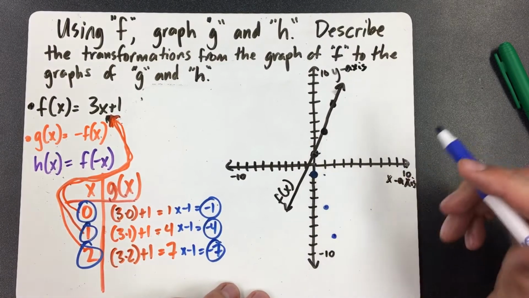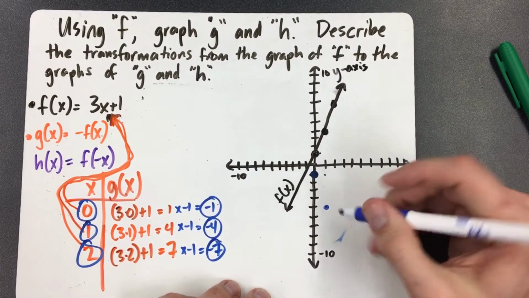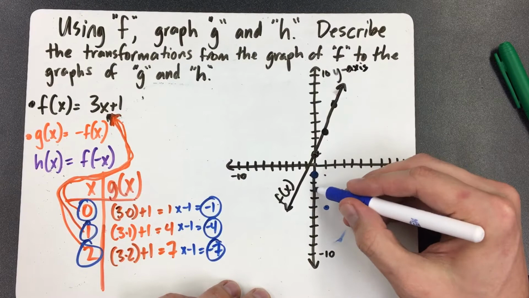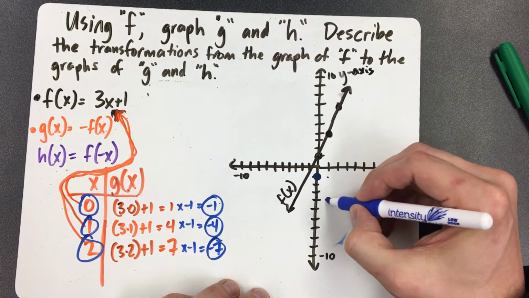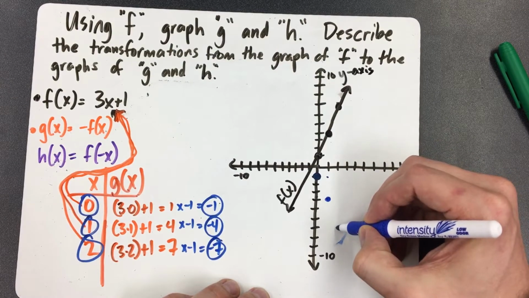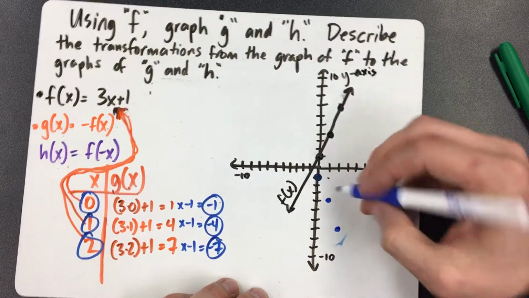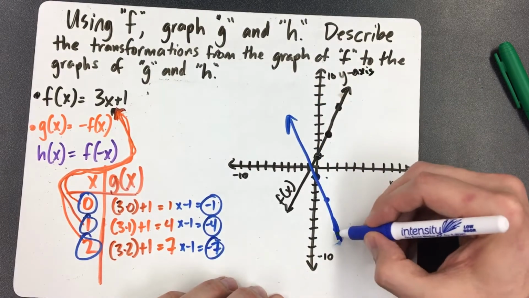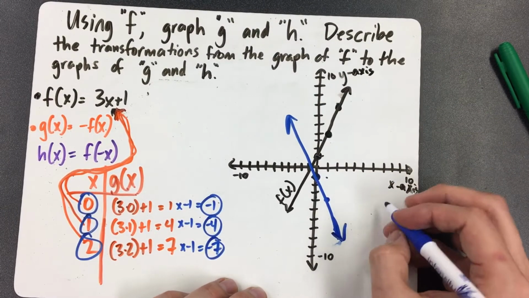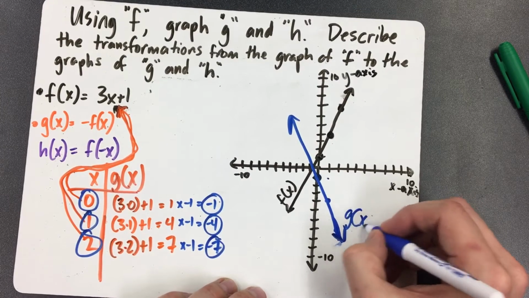Whoops, that is not 7, that is 8. 1, 2, 3, 4, and that wasn't 4. Oh boy. 1, 2, 3, 4. I need to learn to count. 5, 6, 7, right here. And so you've got your 2 lines. There they are. This is our g of x.